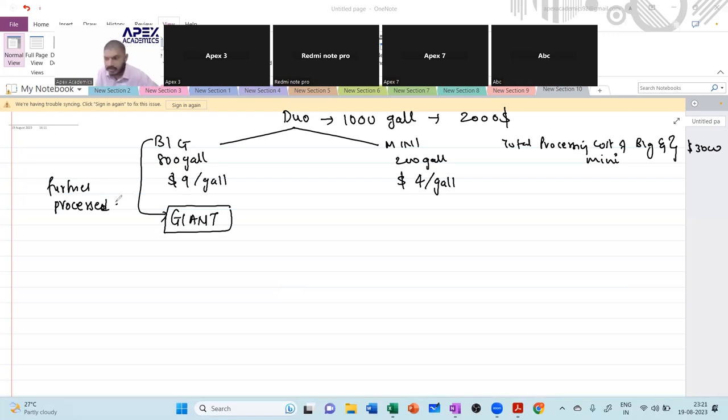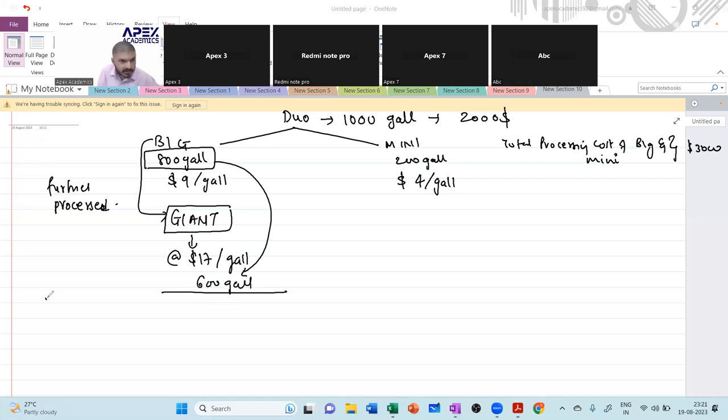Can be further processed into giant. Giant can be sold at the rate of $17 per gallon. Out of these 800 gallons of big, how many gallons do you get? You will get a total of 600 gallons over here. So what is the selling price of giant? The selling price of giant is 17 multiplied by 600, which is equal to $10,200.